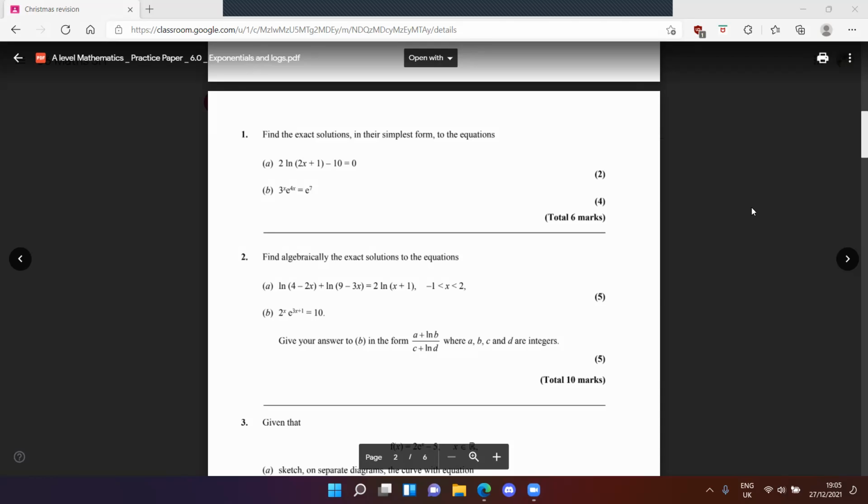Yeah. Then we'll do ln(2x+1). Then we'll just divide by 2 on the other side. So it'll be 5. Then if we do 2x+1 equals e to the 5, on the other side, 2x equals e to the 5 minus 1. x equals (e to the 5 minus 1) over 2. Yeah, that's it. Okay.